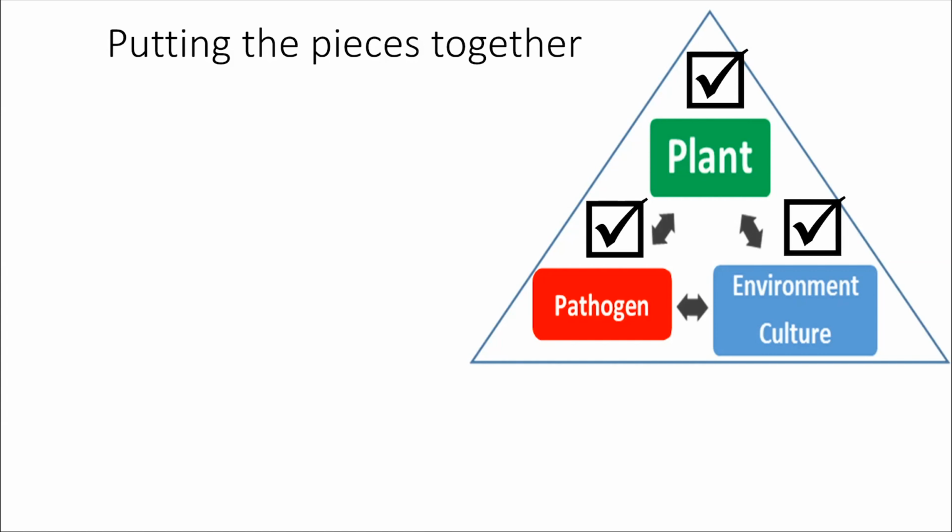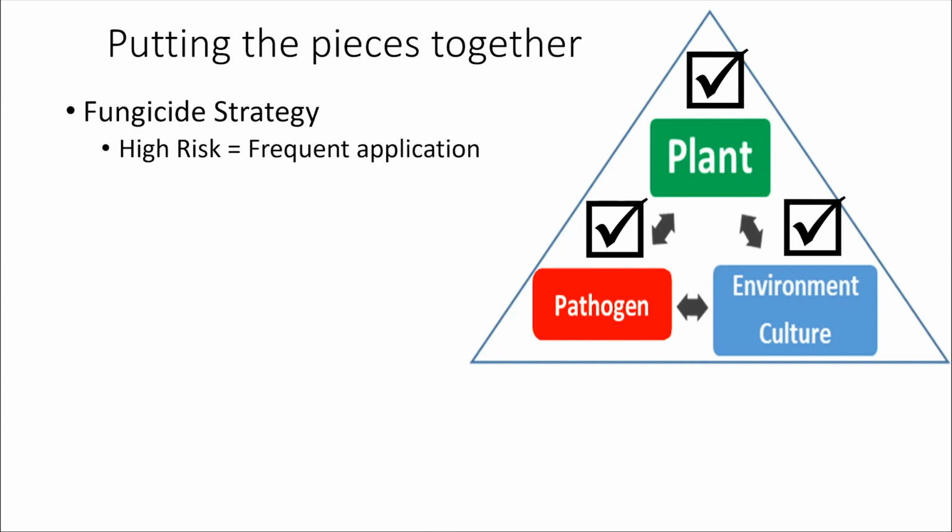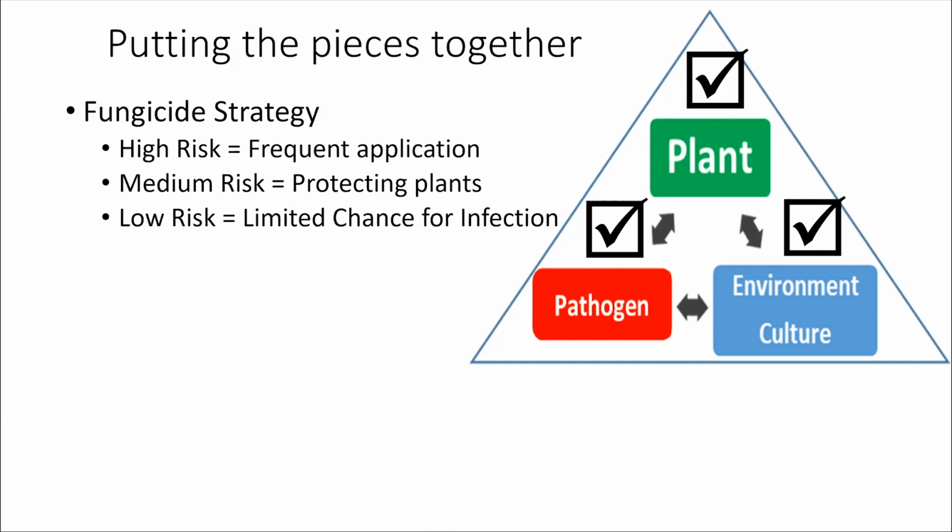So it's important that we look at that and ask ourselves, are we at risk? Are we at high risk because we have all three of them present in our greenhouse? Therefore, we need to be having a frequent application. If this is a medium risk, where we only intermittently have these problems, where we have all three of the pathogen, the plant, and the environment there, we need to be just protecting the plants for those occasions when all three factors are in play.